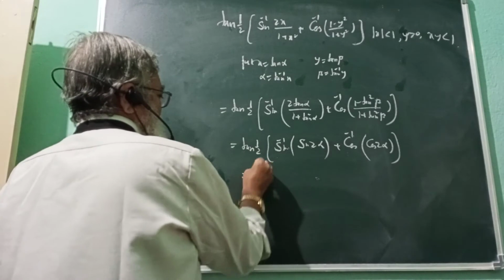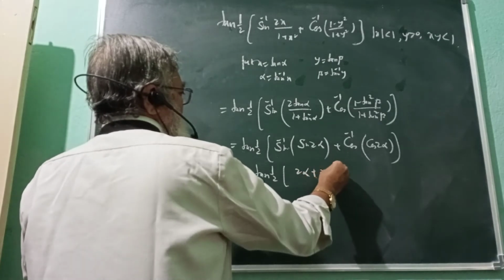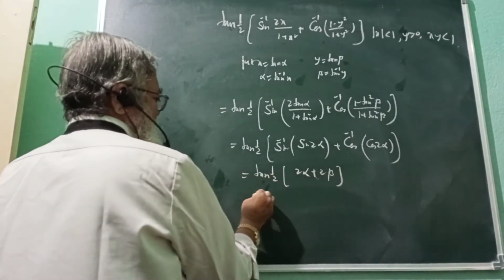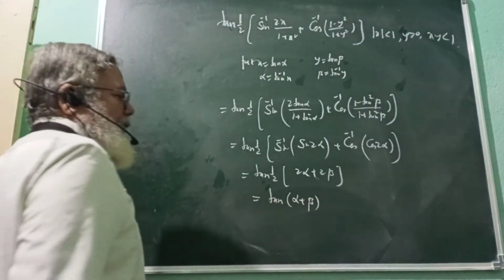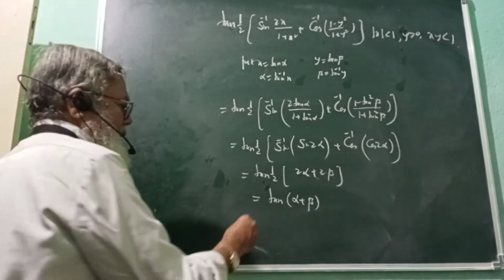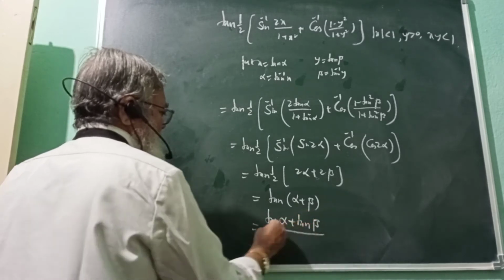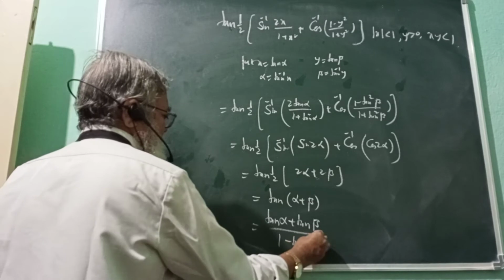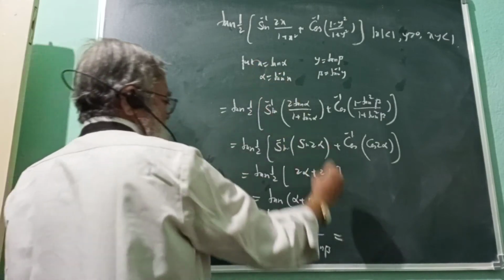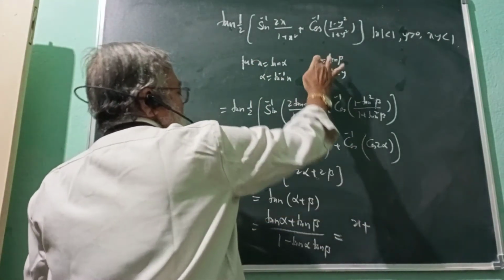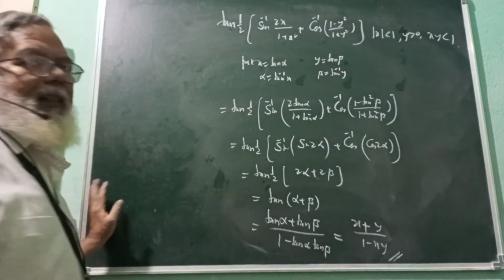Now these two get cancelled. Tan of 1 by 2 into 2 alpha plus 2 beta. Now 2 can be taken common and cancelled. What remains here is tan of alpha plus beta. Now we apply the formula of tan alpha plus beta, and we write tan alpha plus tan beta divided by 1 minus tan alpha tan beta. And this is nothing but tan alpha is equal to x here and tan beta is equal to y. So x plus y divided by 1 minus xy is the value of the given quantity here.